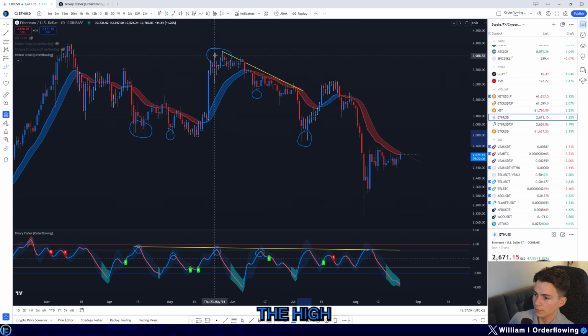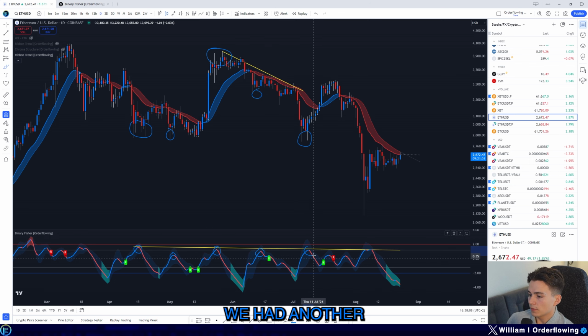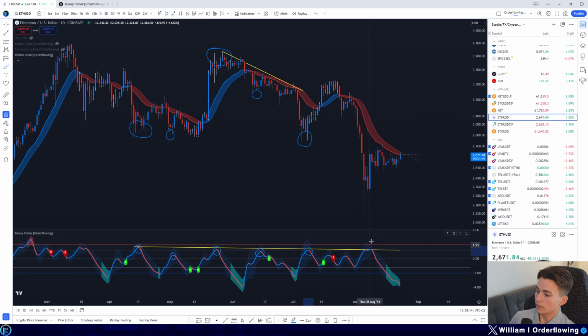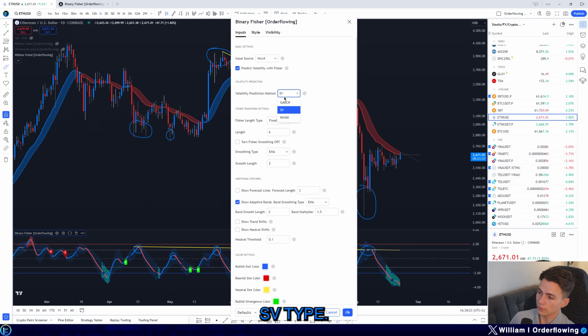So here the high, and then we had the trend shift here because we failed to break the 4000 level, 4080 or 100 level. So here we had another wick to the downside at the peak of volatility, and here we had another giant wick at the peak of volatility. So that was the SV type.